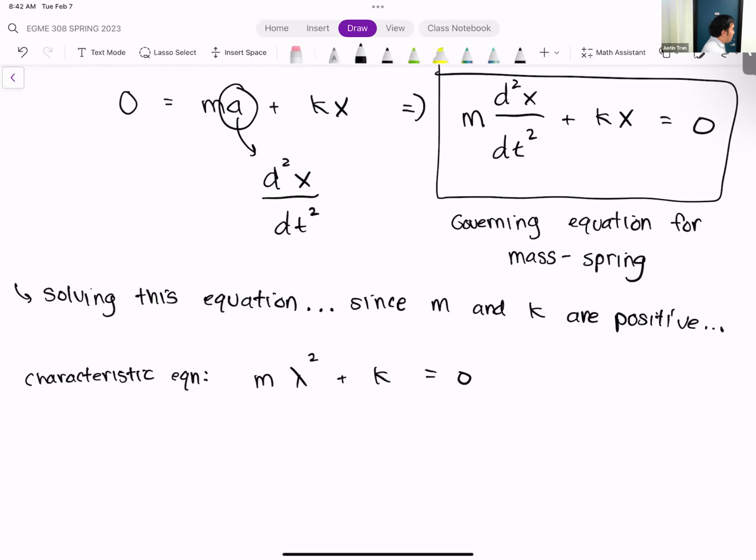I'm gonna work on this algebra a little bit. So I'm gonna divide both sides by m, and I'm gonna move the k to the other side. And so if we do that, we get lambda squared is equal to minus k over m. This tells us that lambda, if we take the square root of both sides, is equal to plus or minus square root k over m times i. Right, because we had the square root of a negative number, and so the square root of -1 is just i.